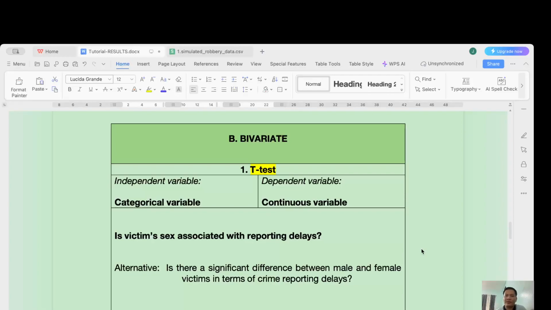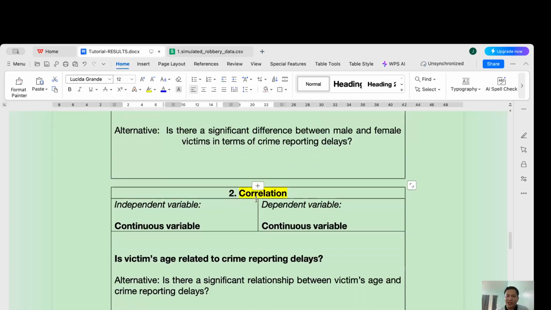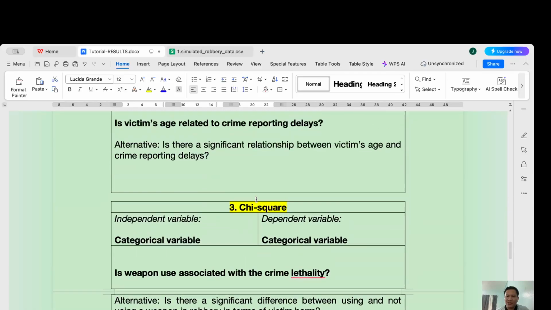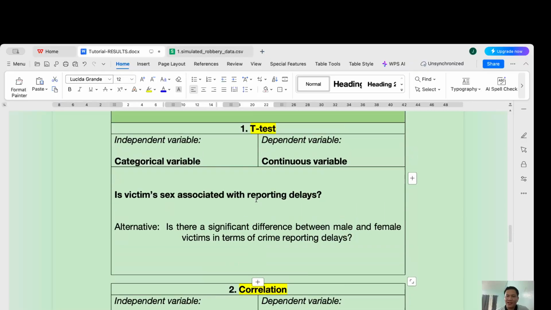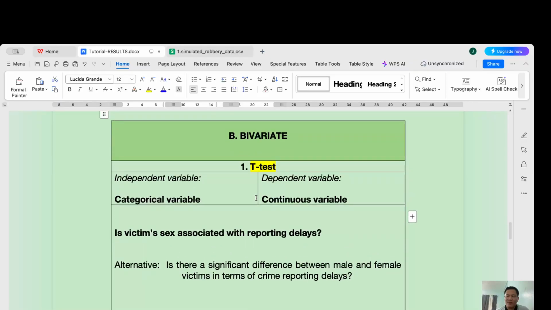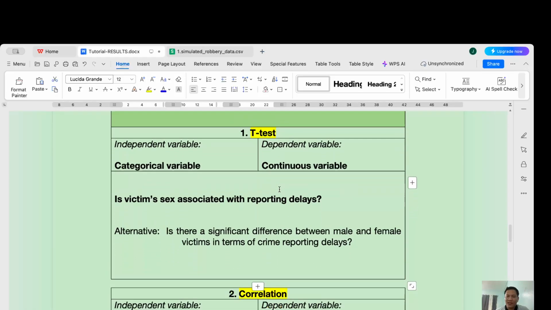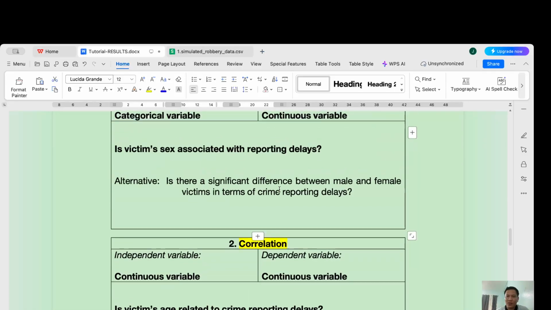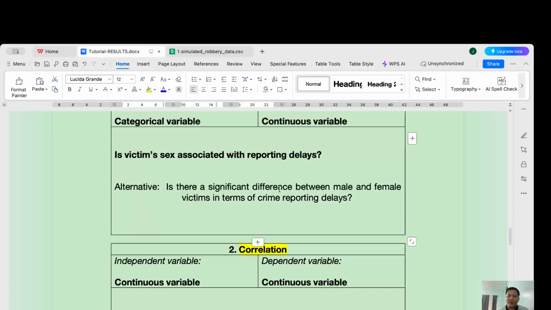Good day everyone. This time, let's perform a bivariate analysis. Specifically, we are to perform t-tests, correlation or Pearson correlation, and chi-square test. Again, these tests depend on the type of variables that you are trying to associate or relate. We have t-test, correlation, and chi-square test. We are going to perform them.